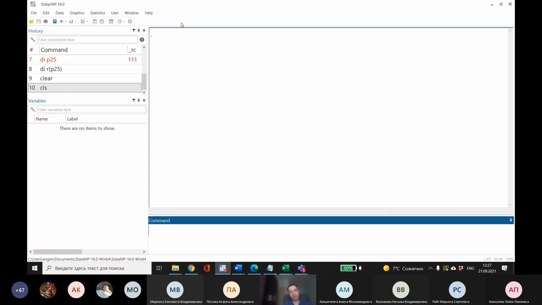Fortunately, Stata is so simple that you can easily start working with Stata within 1 week. For example, when I was a student, I learned Stata by myself within 2 weeks without any teacher. It's so simple and it's very, very powerful.